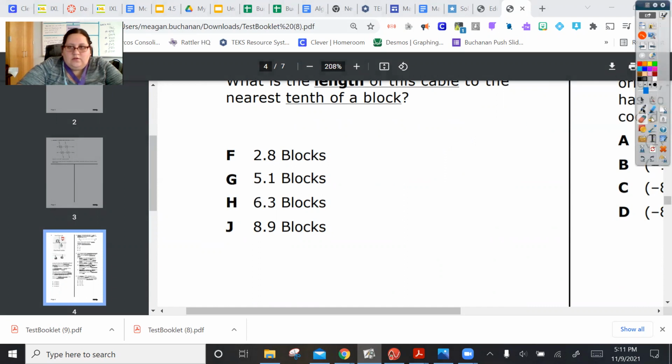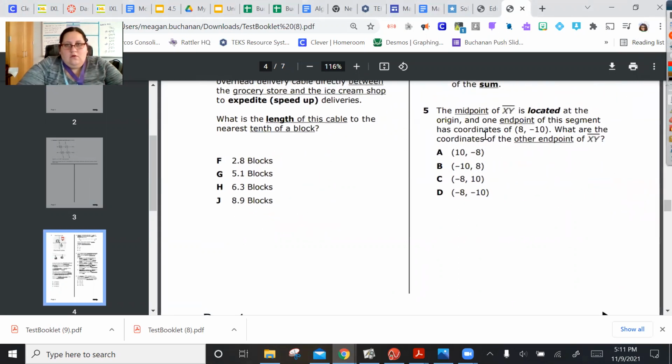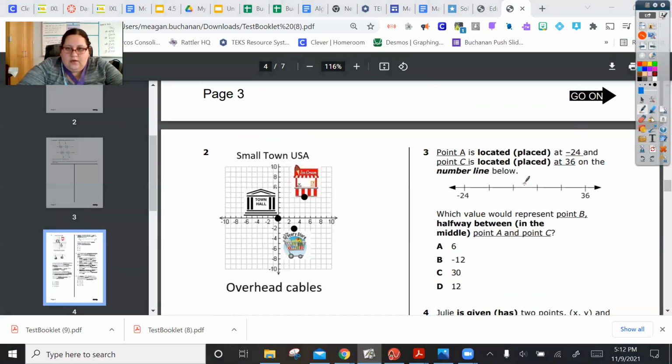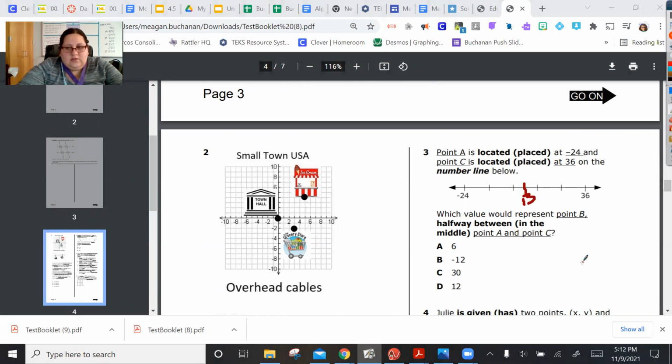Okay, so now let me zoom out. That was number 2. So let's go up to number 3. Point A is located and placed at -24, and point C is located and placed at 36 on the number line below. Which value would represent the point B halfway between these points? Okay, so we're going to put B about halfway between. So we're going to find the distance between these points. So I'm going to take 36 minus -24 and then divide it by 2.